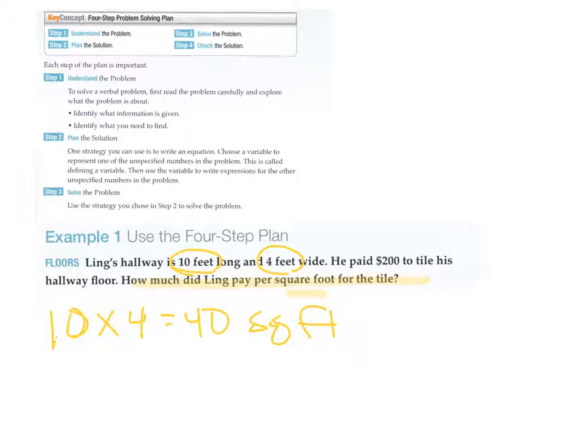So now that we know how much area and we know the cost is going to be $200, we want a pay per square foot, per meaning division. So we have our pay, which is $200, and we're going to put it over, which per means division, of 40. When we do this division, we will get $5 per foot.